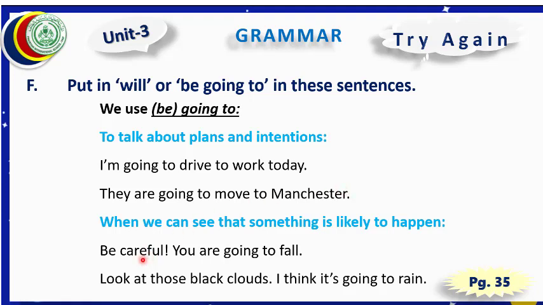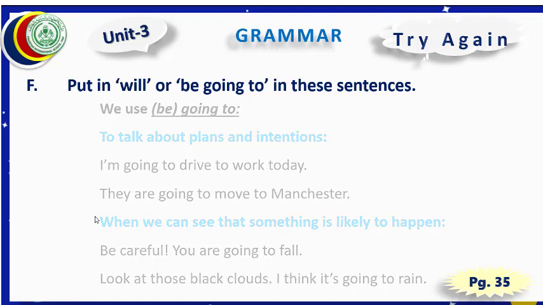We use be going to when we can see that something is likely to happen. Be careful, you are going to fall. Look at those black clouds. I think it's going to rain. Yes, students, when something is likely to happen, we use going to. There are 2 situations when we use going to. First is to talk about plans and intentions. Second is when we can see that something is likely to happen. We use going to.